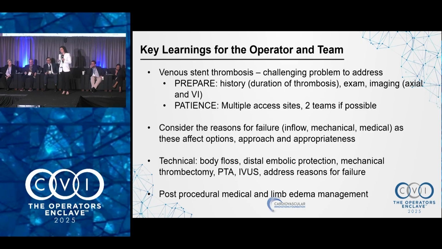They let you get a little more aggressive with the stent because the material in there is not easy to remove, especially if it's chronic. You want to have a distal embolic protection. Mechanical thrombectomy, I think, currently is the best. I think suction doesn't give you a lot of good result. And then angioplasty, IVUS always, and address the reasons for failure.